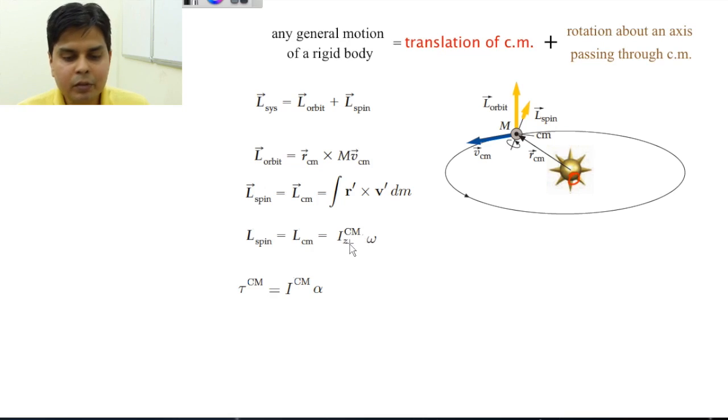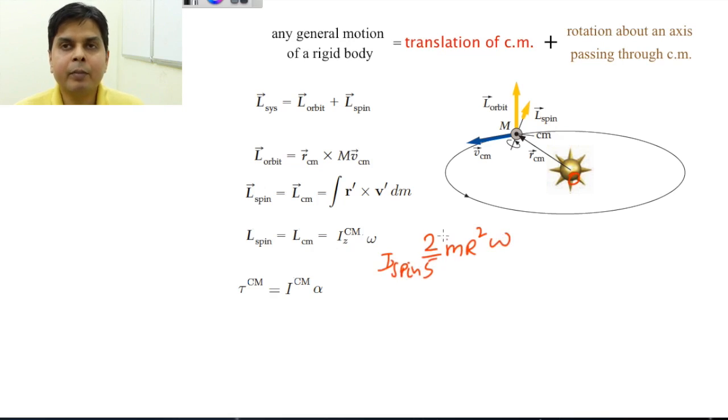Omega is fixed. Say the moment of inertia of earth is 2 by 5 mr square, suppose it is, I can use this formula. Then this L spin portion will be 2 by 5 mr square omega, irrespective of whether I am observing this from sun, or I am sitting on Pluto, or I am sitting on Mercury. This thing will not change. Why? Because this is the spin, an intrinsic portion of the body.